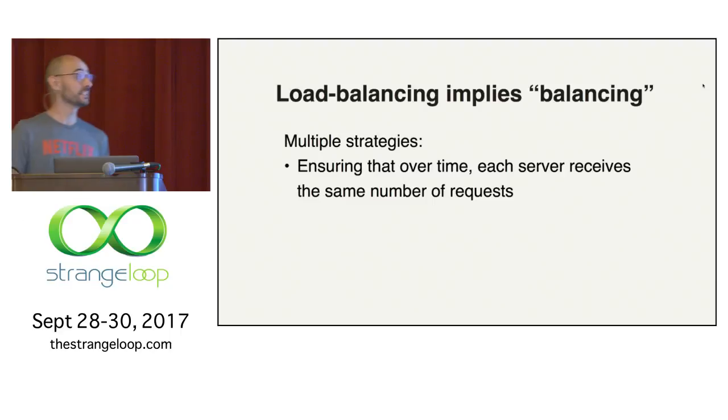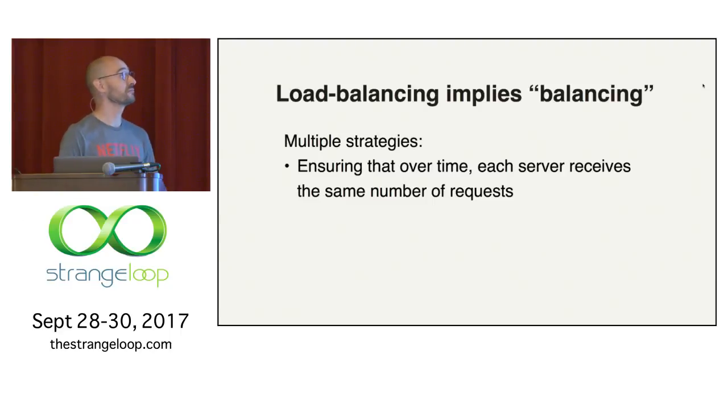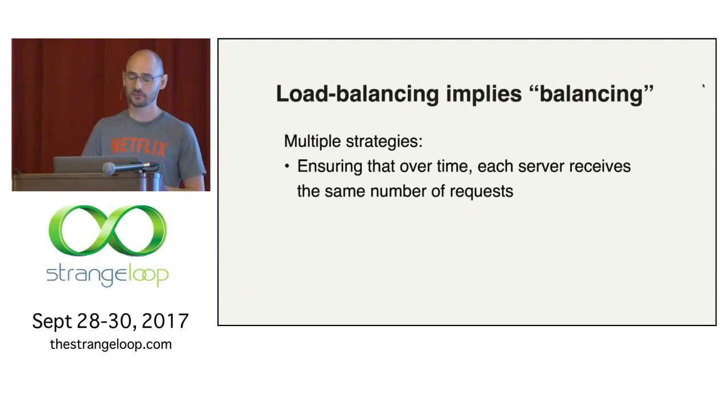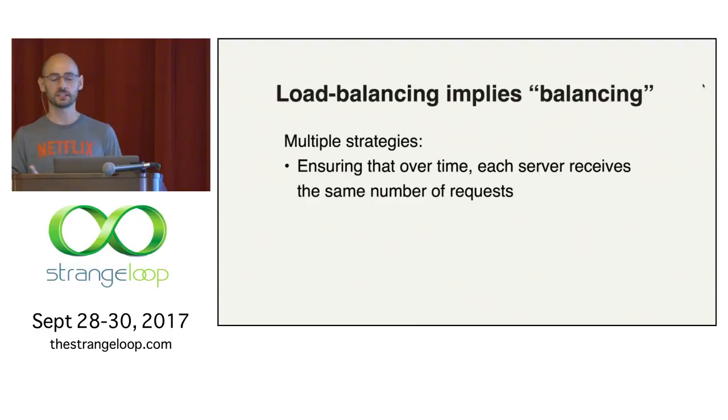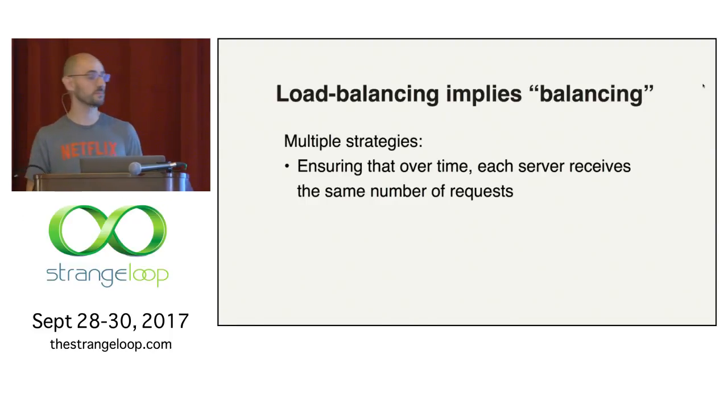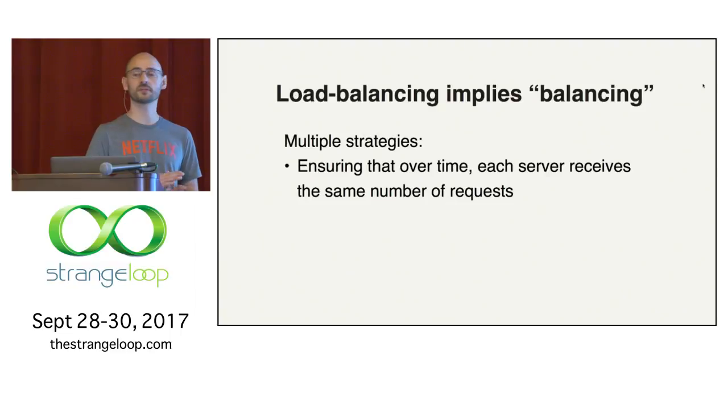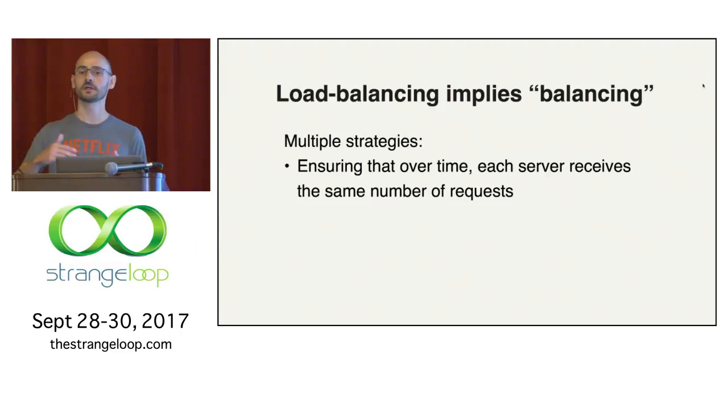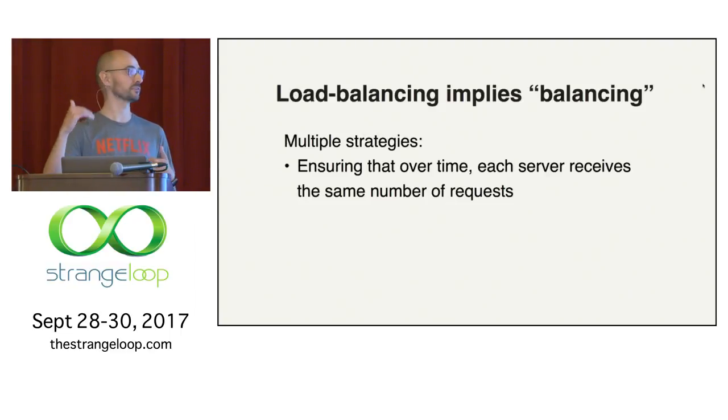Load balancing implies the word balancing, and you have multiple strategies to do it. The first one is ensuring that each server receives the same number of requests. That's basically what random and round robin are doing. If I wait an hour and look at the number of requests that each server is receiving, they will all be, roughly speaking, the same.